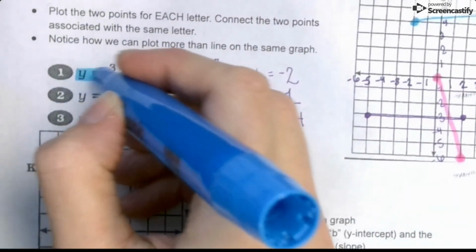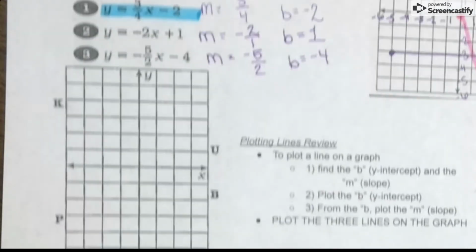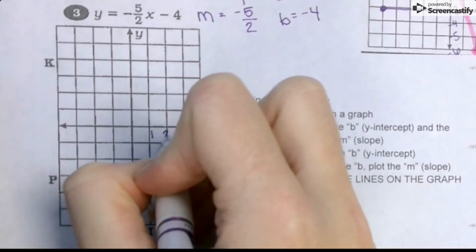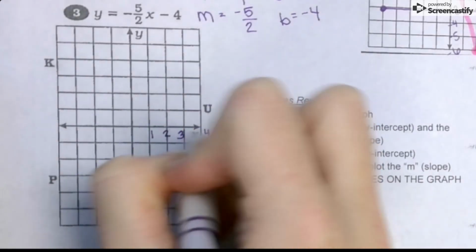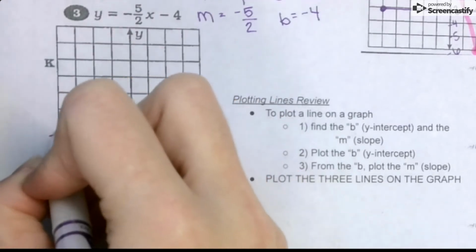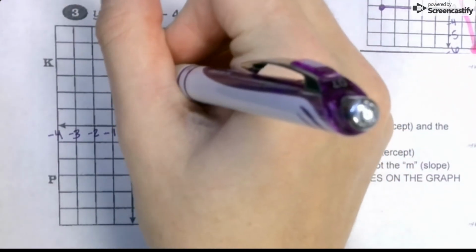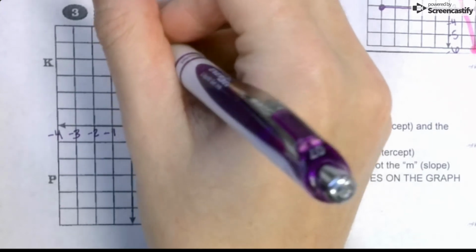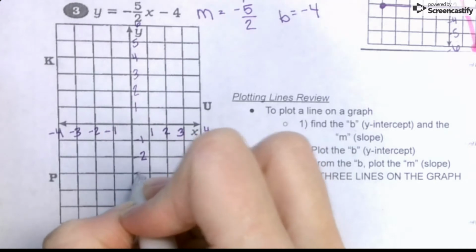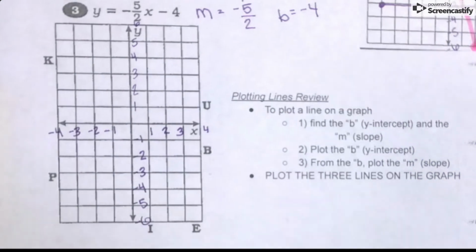So I'm going to plot this one first. Let's actually, before we even do that, label our numbers again. So this would be 1, 2, 3, 4 on the x-axis, -1, -2, -3, -4. On the y-axis, we start at 0 and go up. Underneath 0, we start at -1 and continue to go down. Okay?